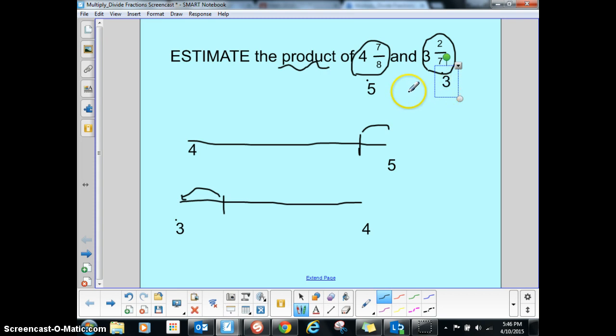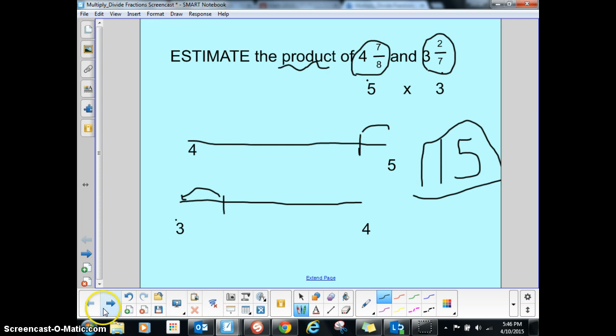Then I'm going to multiply 5 times 3, and I'm going to get 15. Okay? So 15 will be my final answer because 5 times 3 is 15, and that should be your answer too. Let's try the next one.